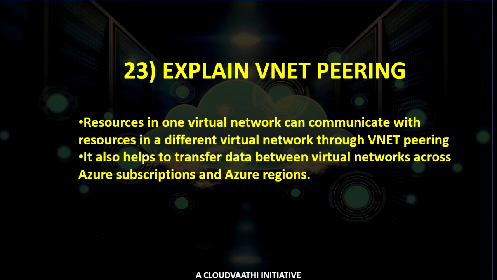A virtual network promotes the communication between the resources within the resource group, while VNet peering is used for communicating between the resources in one virtual network or in one resource group with another virtual network, which may be in another resource group. So in order to have the communication happening between these two resource groups or between the two VNets, we will be using VNet peering, right?